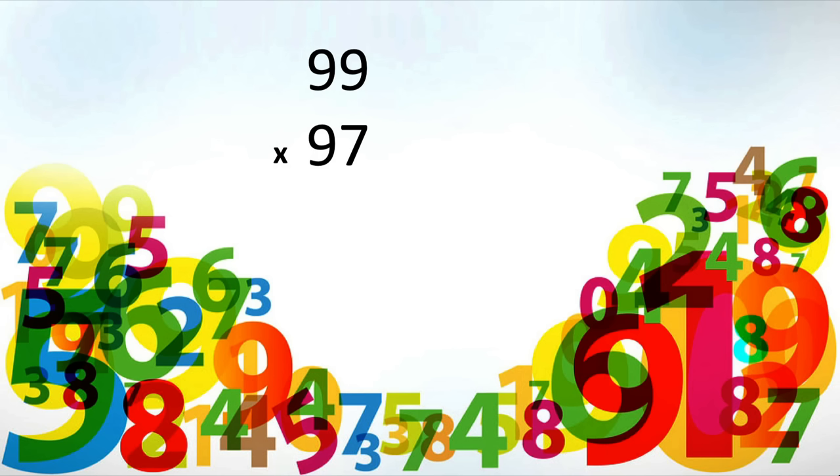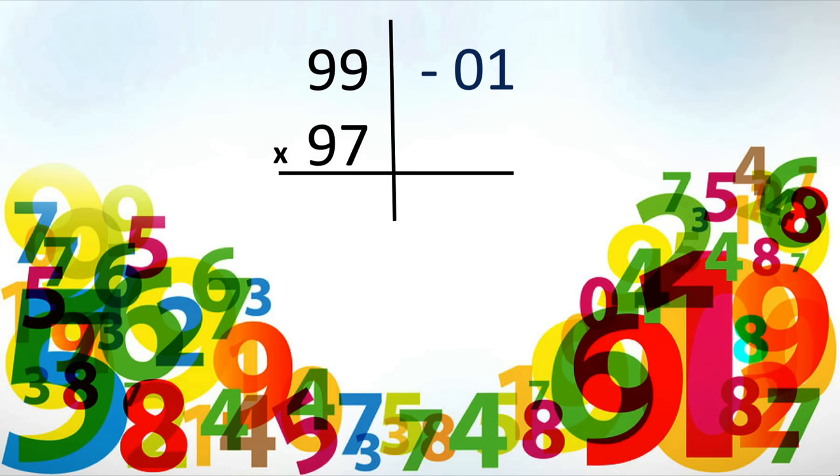Now what we're going to do is the base method. This is used to multiply numbers very close to the powers of 10, like 10, 100, 1,000, and so on. So we have a sum here, say 99 times 97. Now tell me, is 99 more than 100 or less than 100? Less. Less by how much? One. So we write minus 1. And 97 is less than 100 by how much? Three. So we write minus 3.